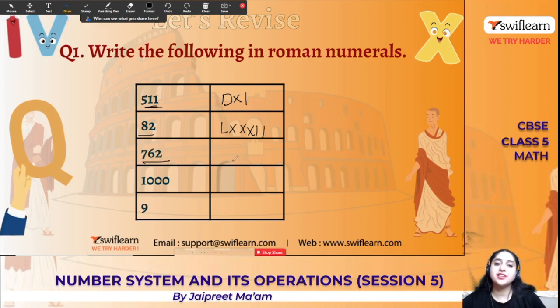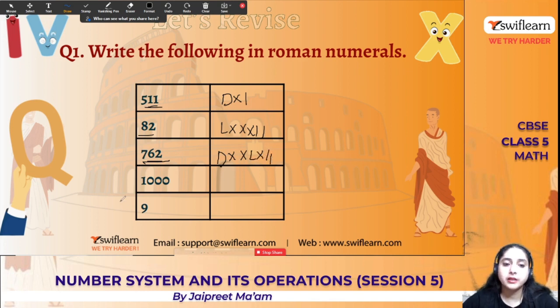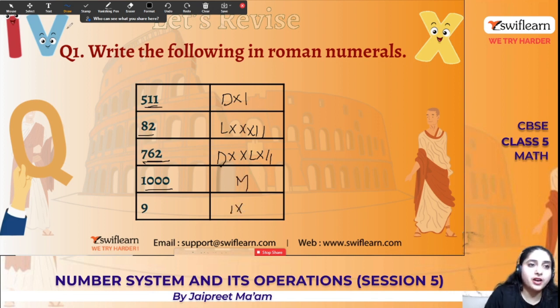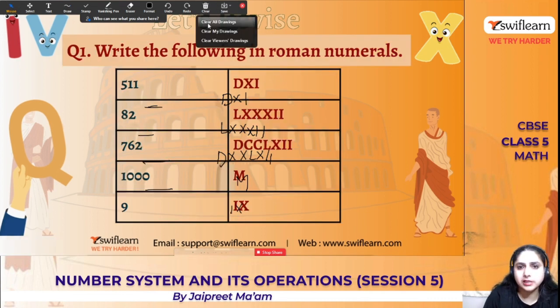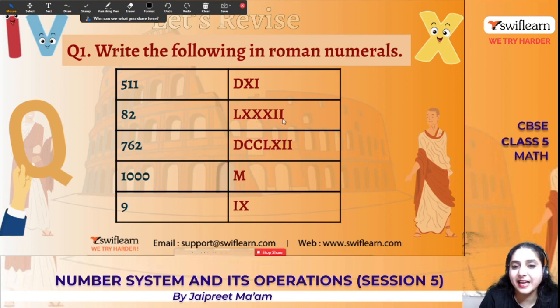Okay. Now 762. How to write 700? DCC. Okay, we have to write here D, so DCC means 700. Then 60 means LX and then 2. Then we have to write 1009. 1000 is M and 9 is IX. Let's check our answers. Okay, so our answers are correct.